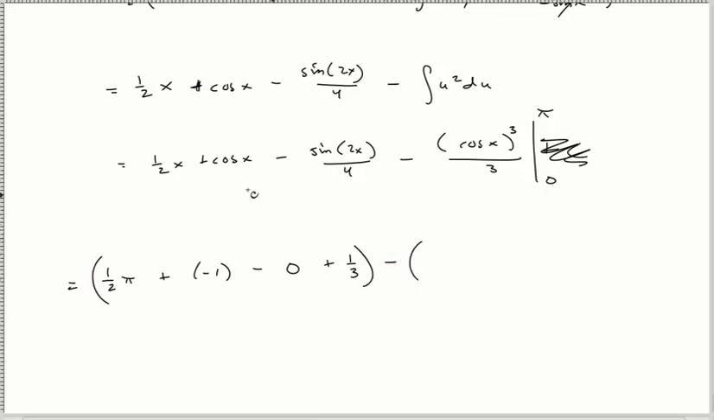Now if I plug in 0, 0 it out. Cosine of 0 is a 1. Sine of 0 is a 0. And then cosine of 0 is a 1. So we got a -1/3. Calculator, blah, blah, blah. And I get pi over 2 minus 4/3.